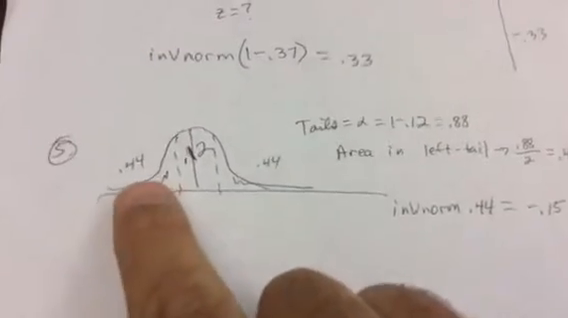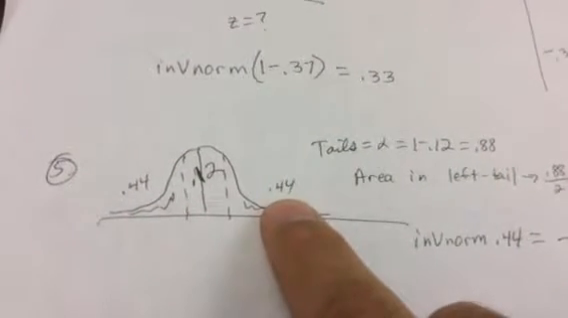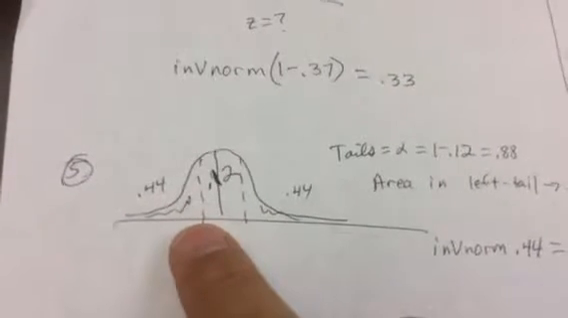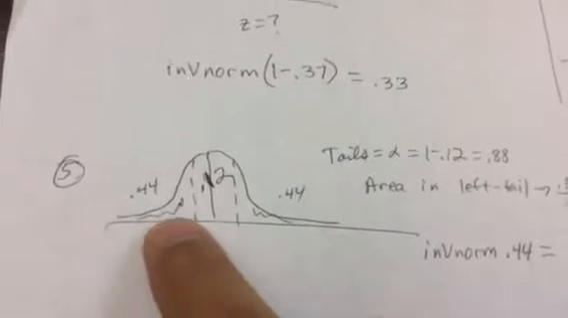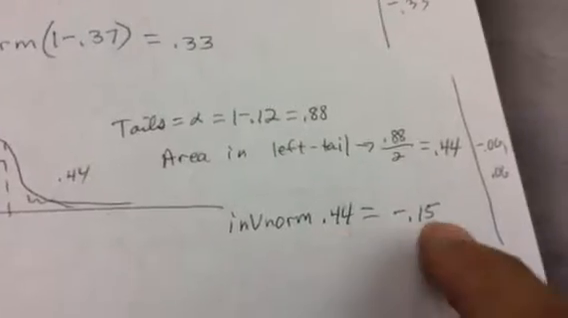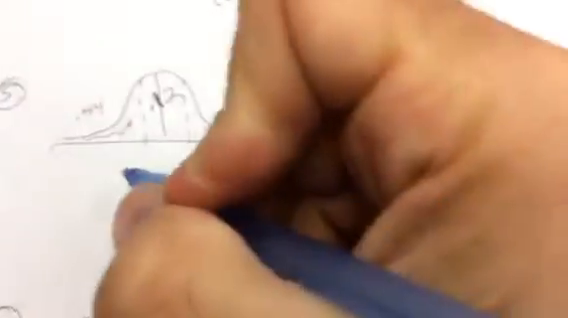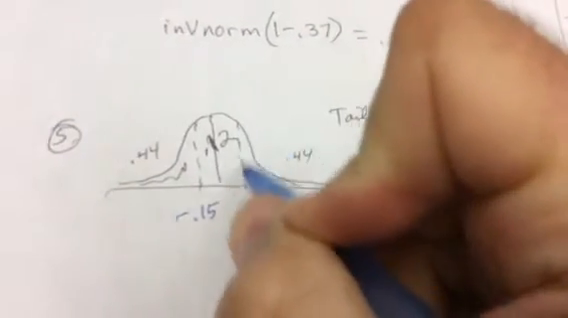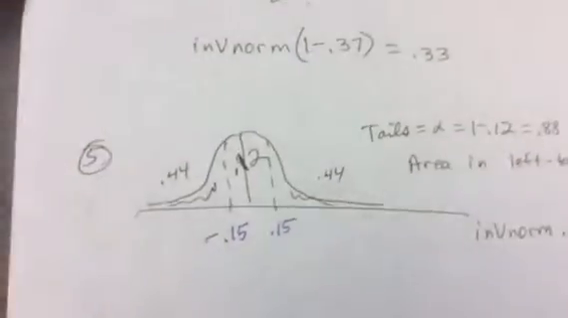So in other words, you had 0.44 over here in the left tail and 0.44 over here in the right tail. And we want the z-scores that again correspond to those. So again, if you're looking for a z-score, that's an inverse normal problem. So here with the left tail of 0.44, if you inverse normal 0.44, that gives you negative 0.15. So that makes this z-score negative 0.15, and then since the curve is symmetric, the z-score over here would be positive 0.15.